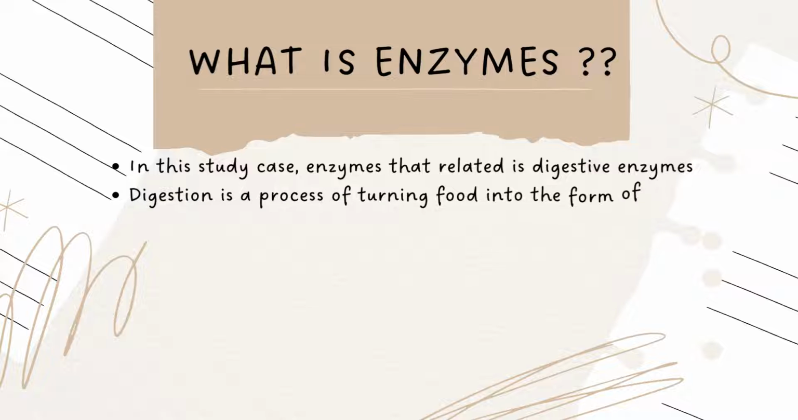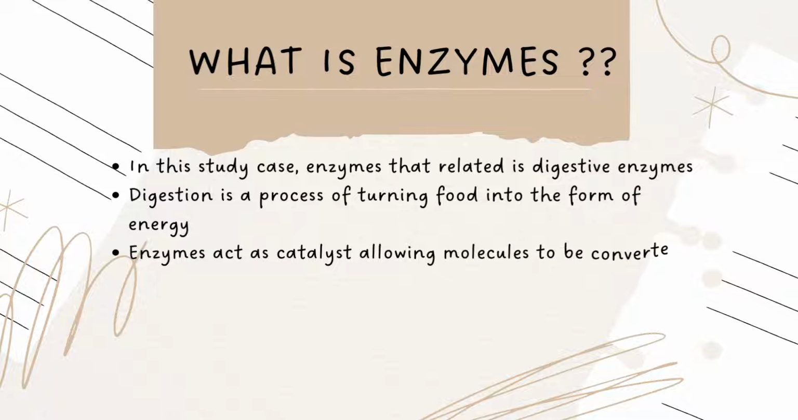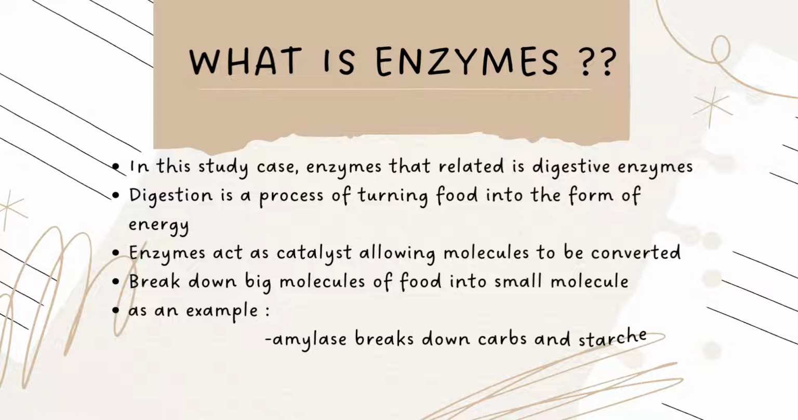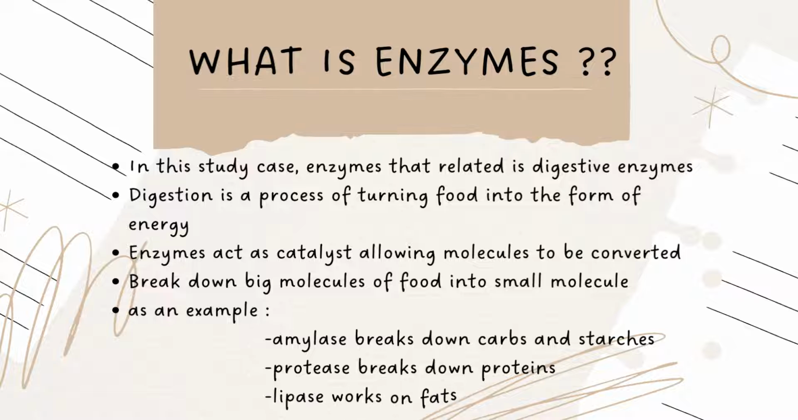Digestion is a process of turning food into a form of energy that will be used in our daily life. In this digestion process, enzymes act as a catalyst, which allowing molecules to be converted from one state to another, which means breaking down of foods into small molecules so that our body can absorb nutrients. As an example here, we have amylase enzyme that breaks down carbs and starch, protease that breaks down proteins, and also lipase that works on fat.